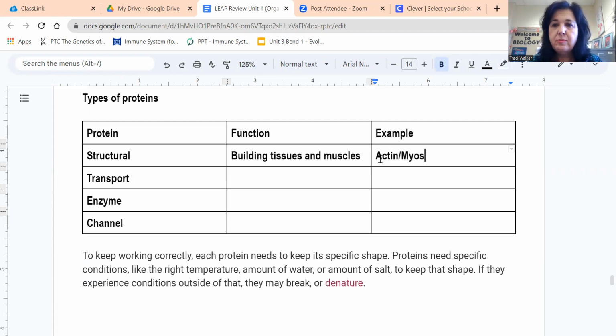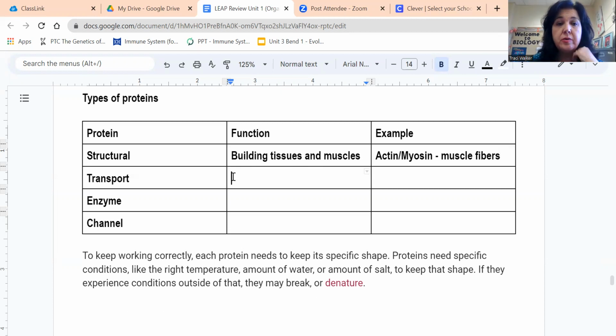and myosin. And you might remember when we learned about the kids with DMD, Duchenne muscular dystrophy, when we were learning about muscles, actin and myosin are muscle fibers or muscle proteins that make up our muscles. So that's just 2 examples. There's lots of different types of structural proteins.